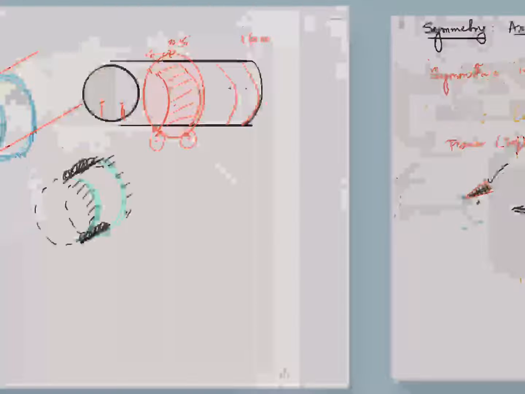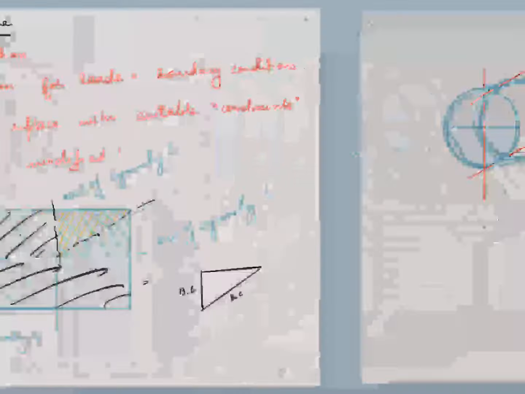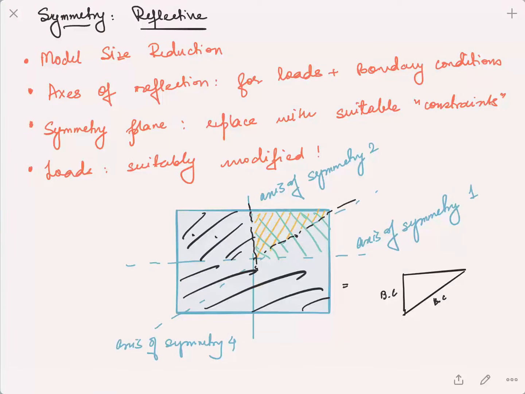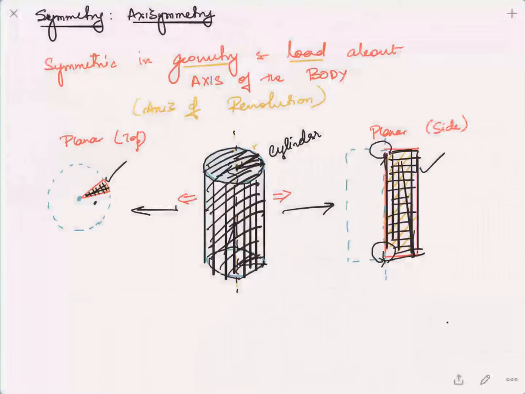So as a recap, for reflective symmetry, we want to use a model size reduction. We want to find out the axis of reflection. The axis of reflection should be the axis of reflection both for loads and boundary conditions. And once we start removing parts because of symmetry, we have to replace them with suitable constraints and suitably modified loads. And in axisymmetry, the axis of rotation or revolution is always the axis of axisymmetry. And you can therefore reduce the model most likely in this way.